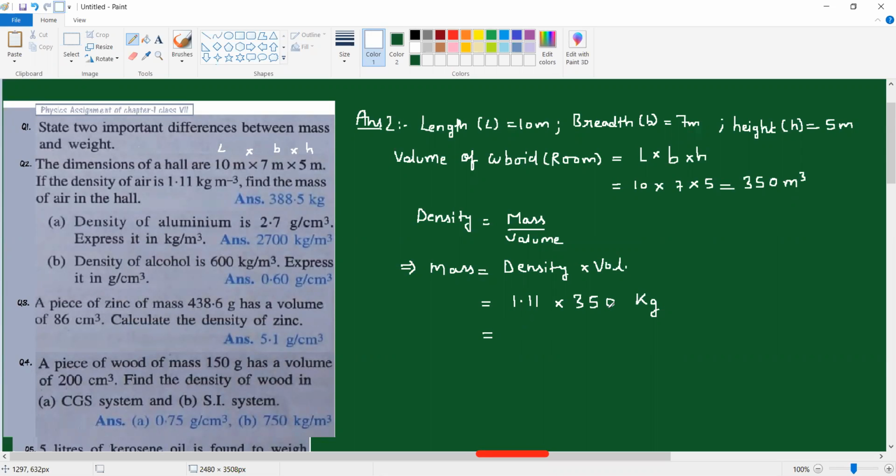So when we multiply this, what we will get? See, 350. This is the rough work. 350 multiplied by 111. It is decimal. First you will apply 0, then you will multiply with 350, then again 350.